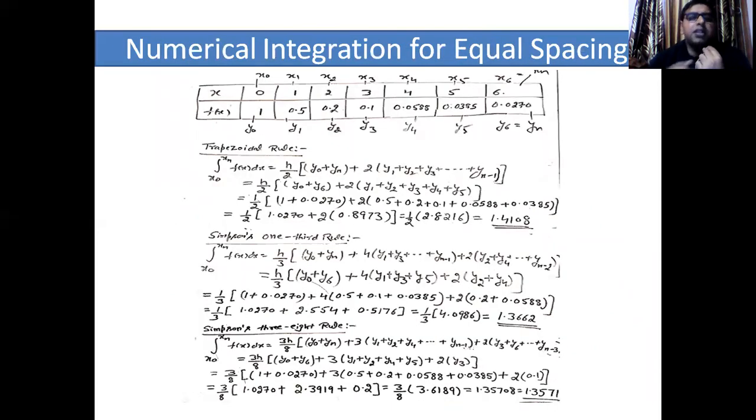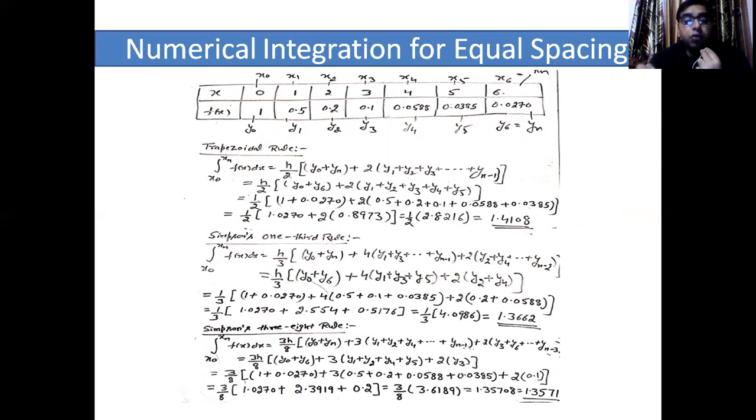Now here is the comparison of these three formulas, numerical integration for equal spacing. In all these three formulas, we use equal spacing. In the trapezoidal rule, the formula says that 2 is multiplied by the suffixes which are a multiple of 1, that is all of them except the first and last. So the trapezoidal rule is applicable for any number of intervals.